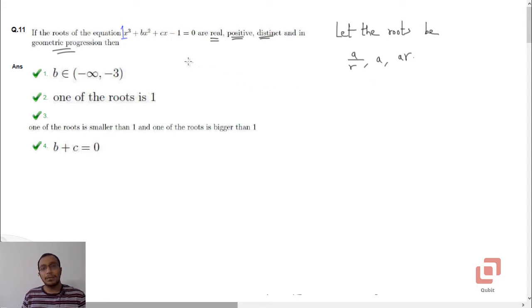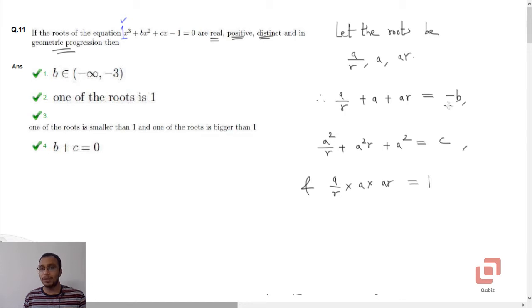Now because the coefficient of x cubed is 1, we can say that the sum of the roots is negative b by 1. So a by r plus a plus ar is equal to negative b, and the product of roots taken 2 at a time will be c upon 1 or c, correct? So if we take the product of the roots taken 2 at a time, first will be a squared by r, the product of the first 2. Then if I go to second and third, their product will be a squared r, and if we take the first and the third, then it will be just a squared.